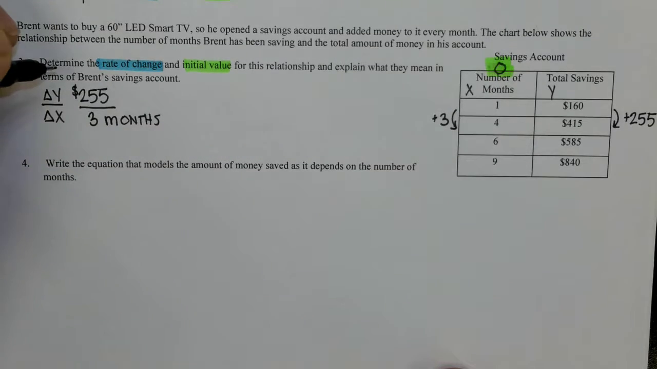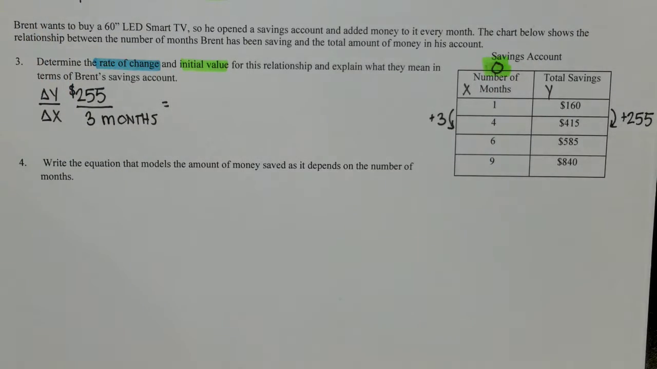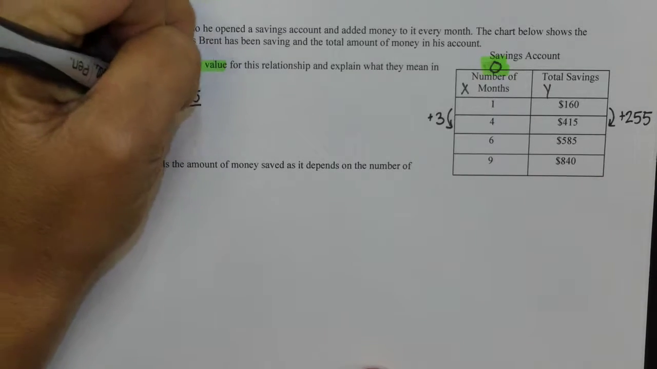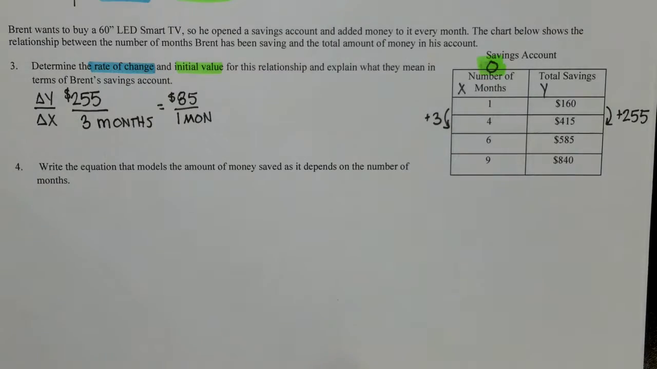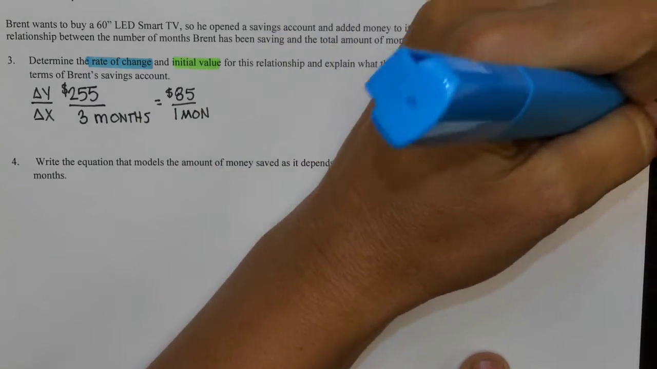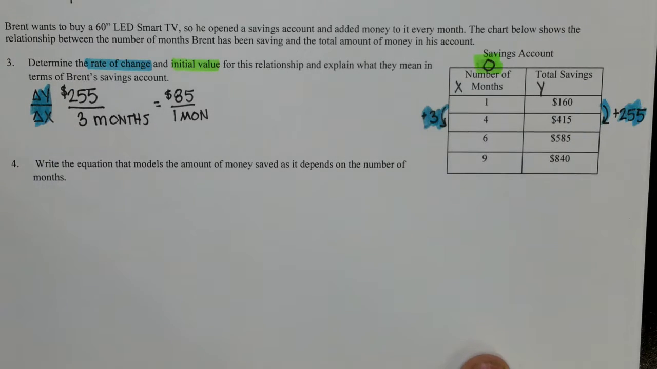$255 for every 3 months. All right, so we want to know how much he's putting in every month. We do that operation. It's a division problem right there. So 255 divided by 3 is 85. So he's putting in $85 for every 1 month. All right, that is my rate of change. So what I have here is this pattern is my rate of change.